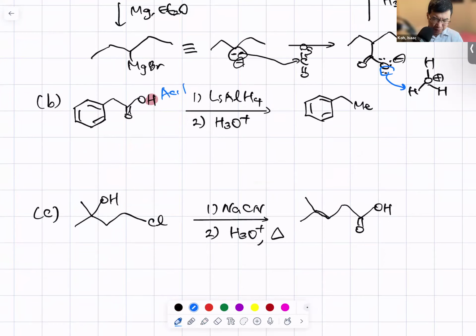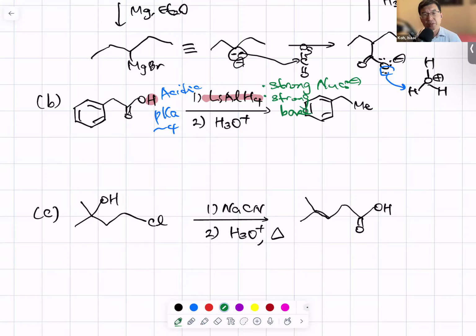The proton is acidic, with a pKa value around 4 or 5. And lithium aluminum hydride, the reagent, is a strong nucleophile and at the same time a strong base. And acid-base reaction is faster than nucleophilic attack. So when you combine this mild acid with strong base, then acid-base reaction will occur, and lithium aluminum hydride will lose its power as a nucleophile. So we cannot use it directly like this.